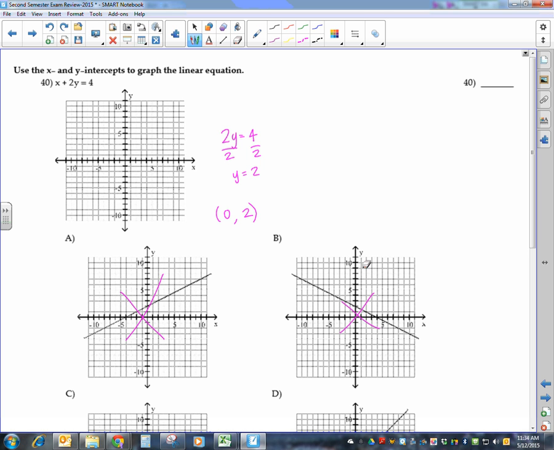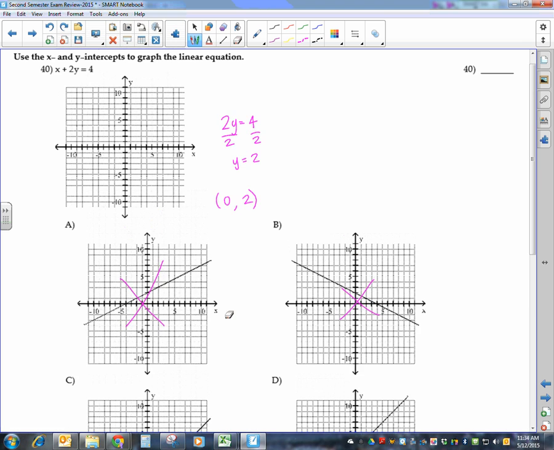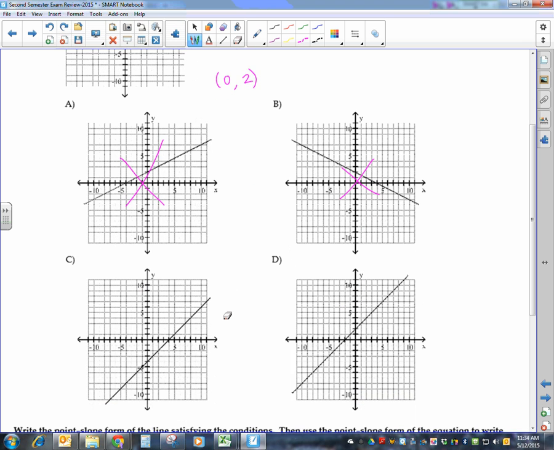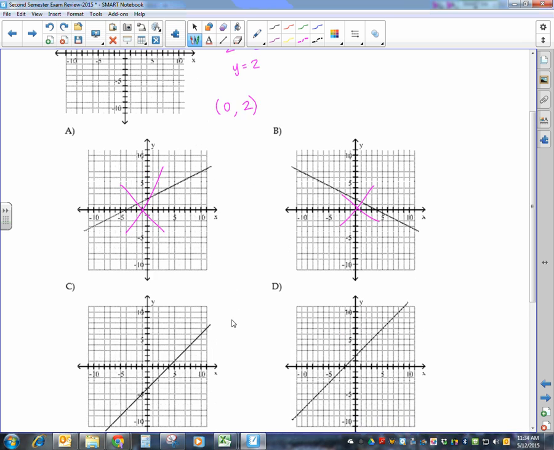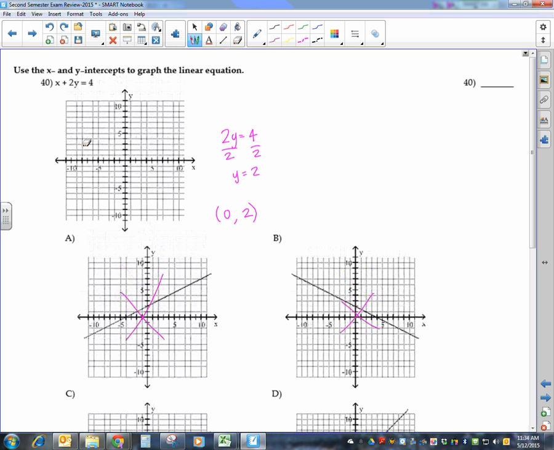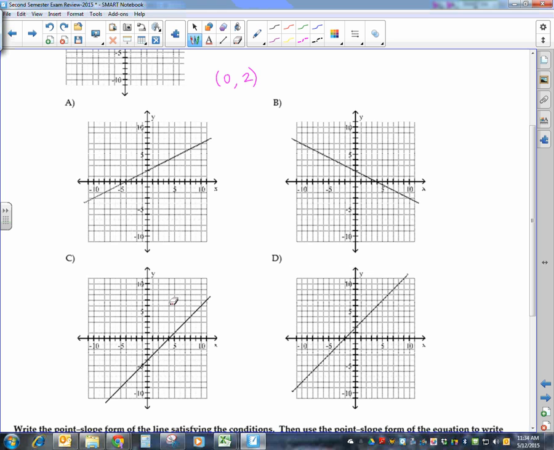Looking at, x is 0, y is 2. None of those have (0, 2). So we've got to figure out what's happening here. x and y intercepts. 2y equals 4, y equals 2. Oh, you know what? I was looking at the x-intercepts, not the y-intercept. (0, 2) is your y-intercept. Okay? That goes through at (0, 2). That goes through at (0, 2). This one does not go through at (0, 2), and that one does.